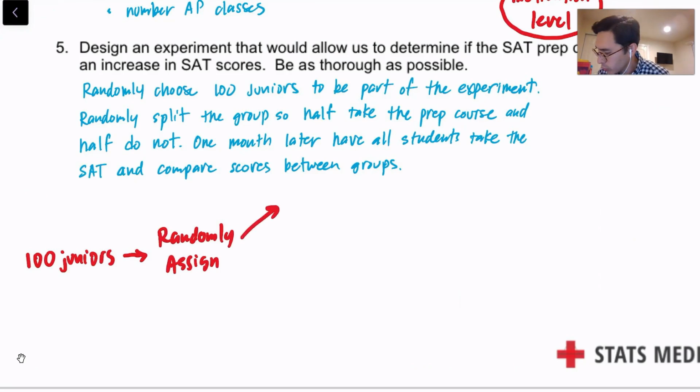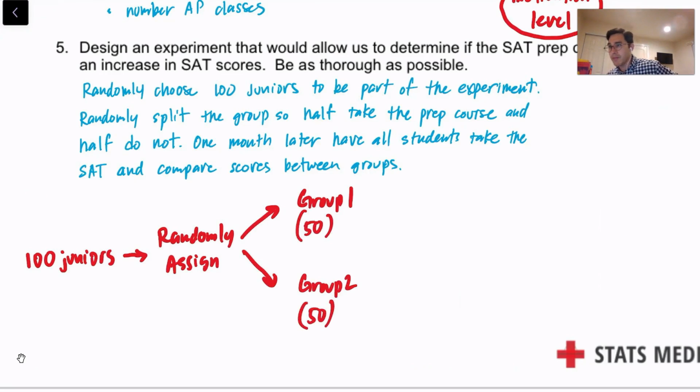And we'll try to keep the groups more or less balanced. So 100 divided by 2 is 50. So group 1 is going to include 50 students, and group 2 is going to include another 50 students. And now after we form these groups, then we can impose the treatment on one of the groups. In this case, we'll just impose it on group number 1. So group 1 is going to be assigned to take the SAT prep class, and group 2 does not get the class.